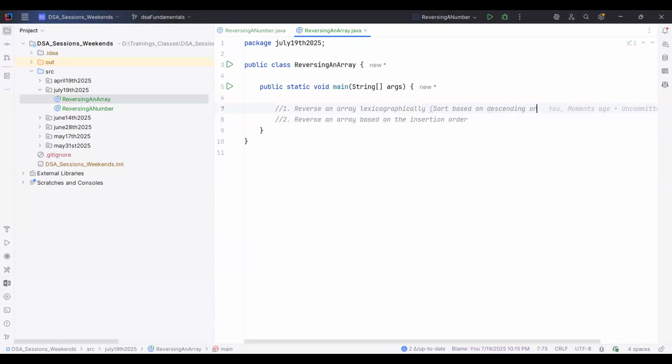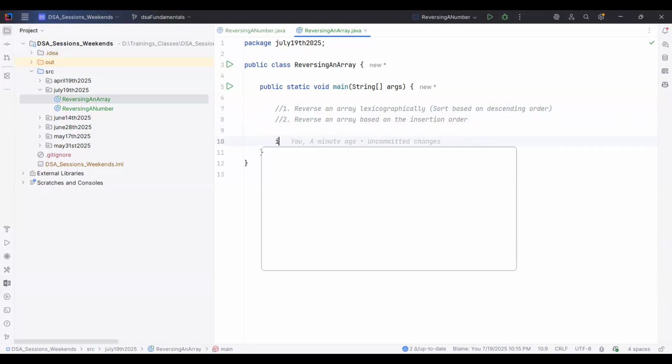Clear? If they say reverse an array lexicographically, it means sort an array using descending order. For that we have already discussed three algorithms of how to sort the data. So you can use the three sorting algorithms and sort the data accordingly. But now what we are discussing is reversing an array based on the insertion order. Correct? Let's reverse an array based on the insertion order.